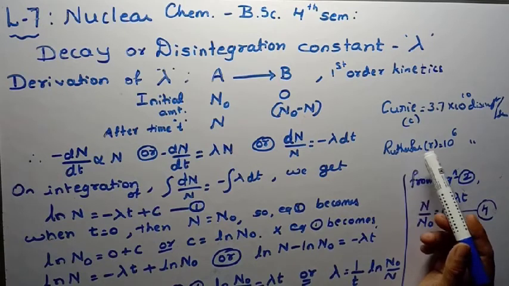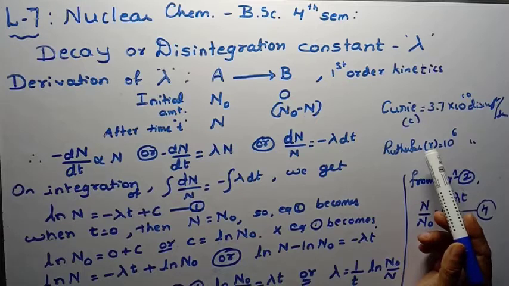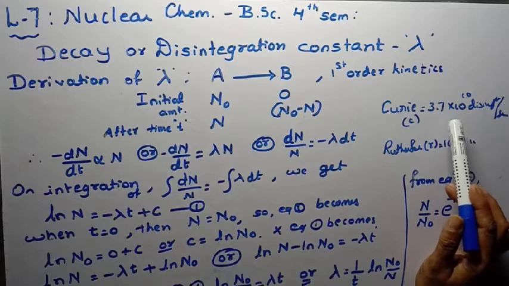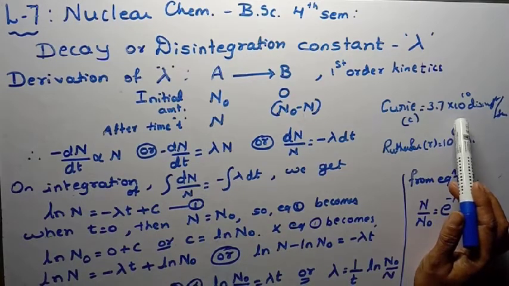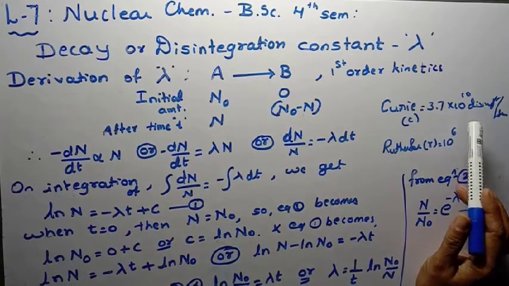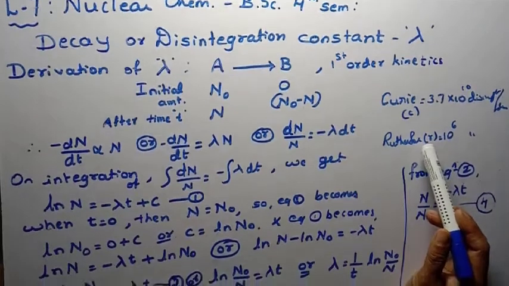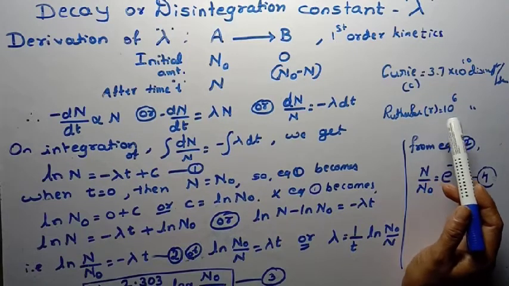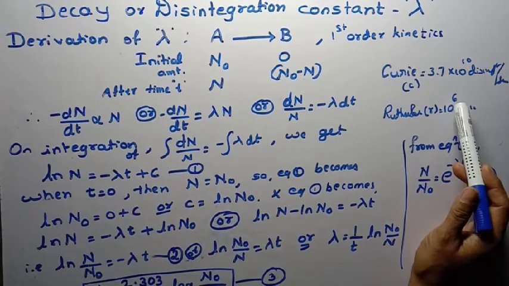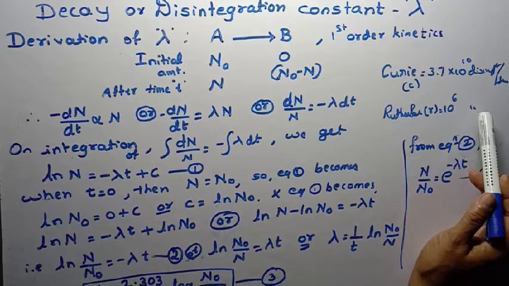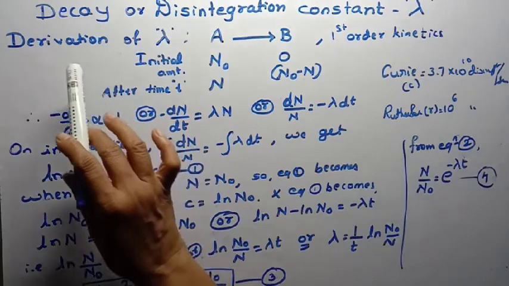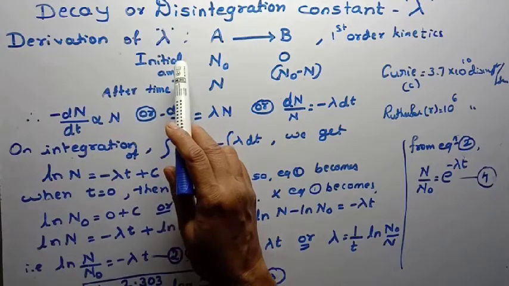One Curie is the mass of the radioactive element which produces 3.7 into 10 raised to 10 disintegrations per second. Or Rutherford, it is the mass of the radioactive element which produces 10 raised to 6 disintegrations per second. Okay, so with this now we'll move through the derivation of lambda.